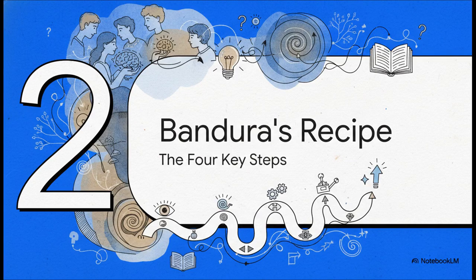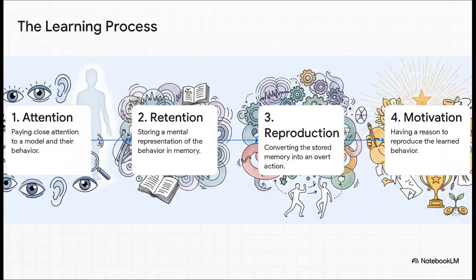Now, the psychologist who really cracked this code was Albert Bandura. And he didn't just point this out, he actually broke it down into a really clear four-step process for how this learning actually happens. Bandura laid this whole thing out like a recipe for learning. It's got 4 essential ingredients that have to happen in order. So let's break them down one by one.